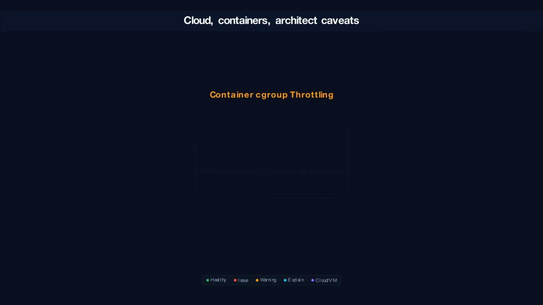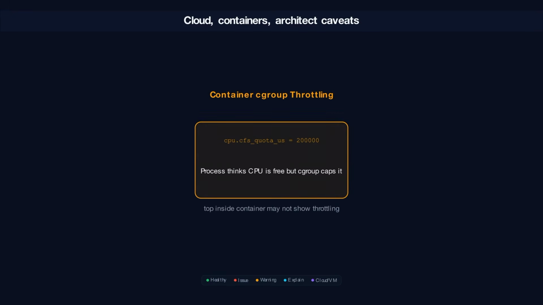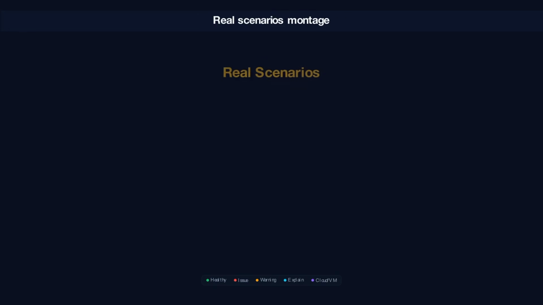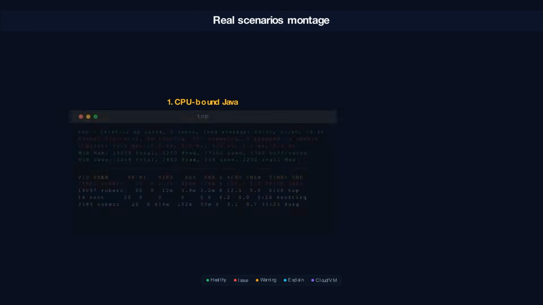Watch out for the one hot core problem. Top shows average CPU across all cores, but one core pegged at 95%, while 7 others idle at 5%, is a very different problem than all cores at 15%. Press 1 to see per core stats. In containers, cgroup CPU limits can throttle your process even when the host has idle CPU, and top inside the container may not reflect the throttling.